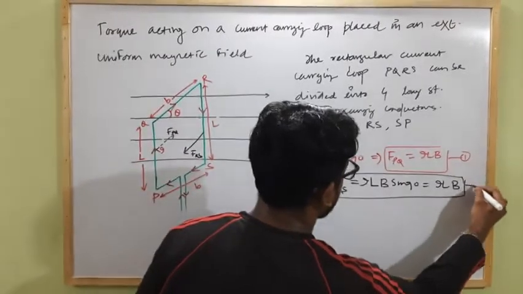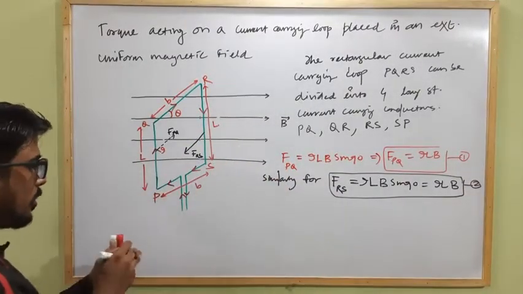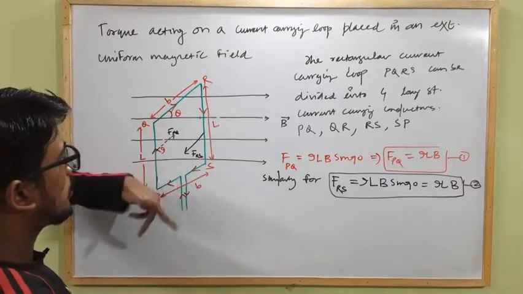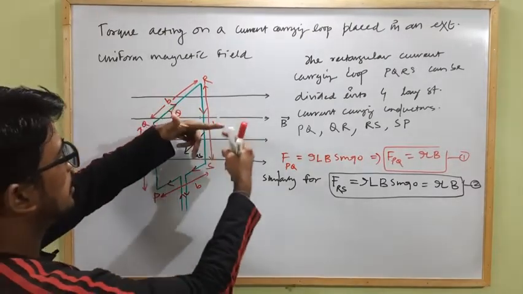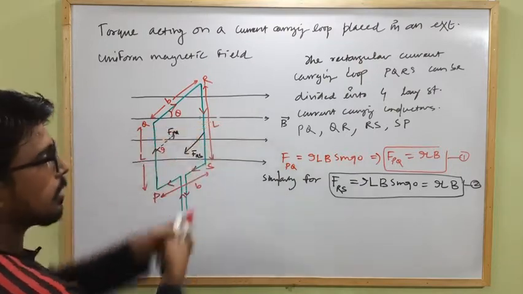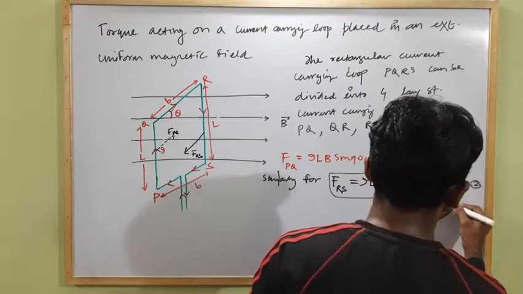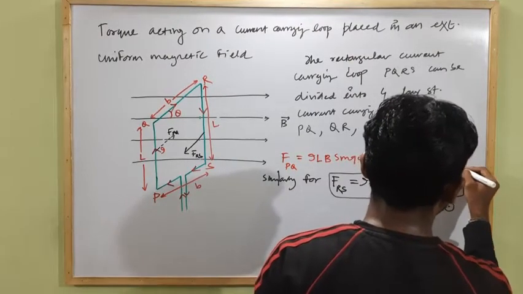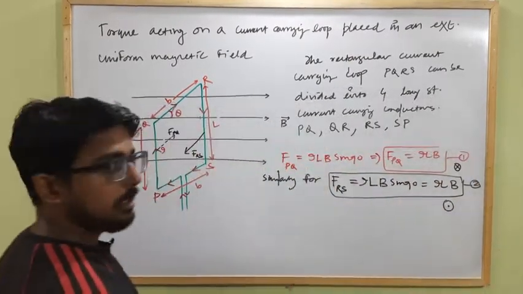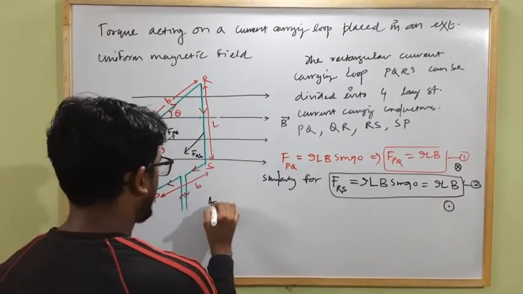Clear? Again, the direction is given by the right-hand palm rule, or if you are using Fleming's left-hand rule, this is the direction of the magnetic field, this is the direction of current, and this will show the direction of force. Outward, so here it will be out of the plane, and here it will be into the plane. Clear?